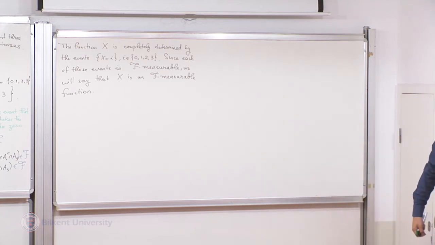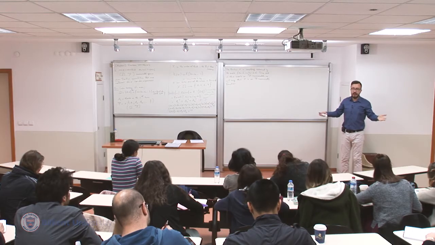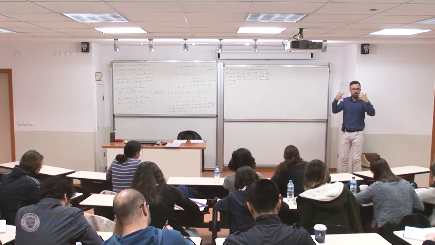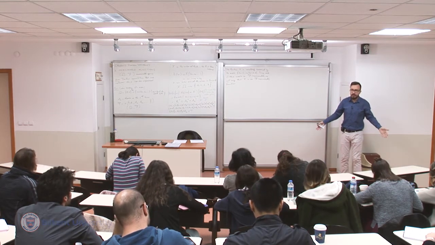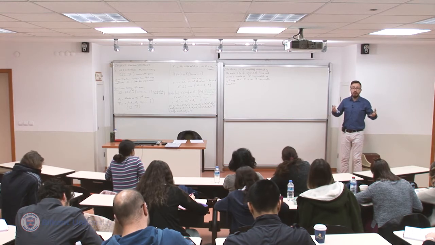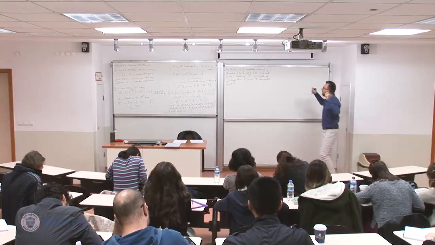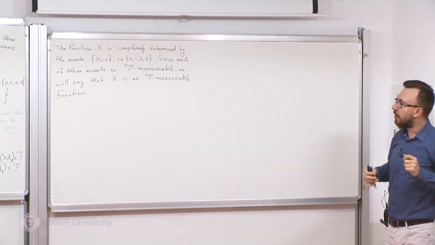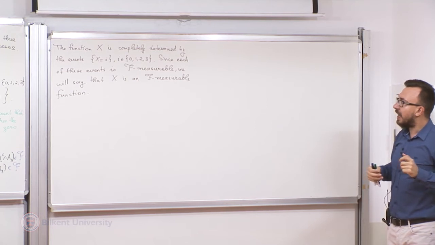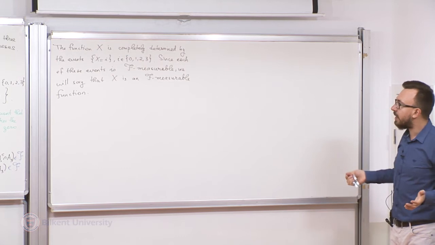So we're interested in a function, but this function is nothing but an economical way to represent a bunch of events. X equals 0, X equals 1, X equals 2, X equals 3. So if all those 4 events are in your sigma algebra, then what you say is that your function is also in the sigma algebra, meaning that it's measurable with respect to this sigma algebra. Okay? So that's the definition of a random variable.